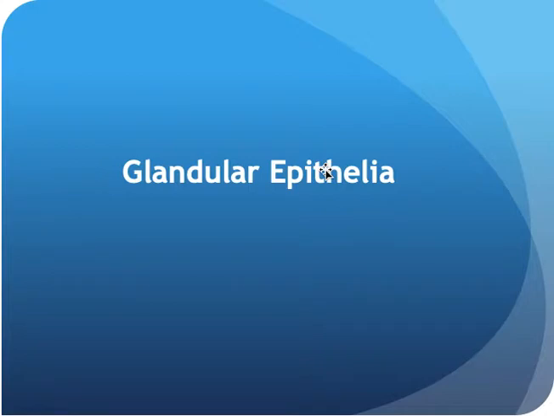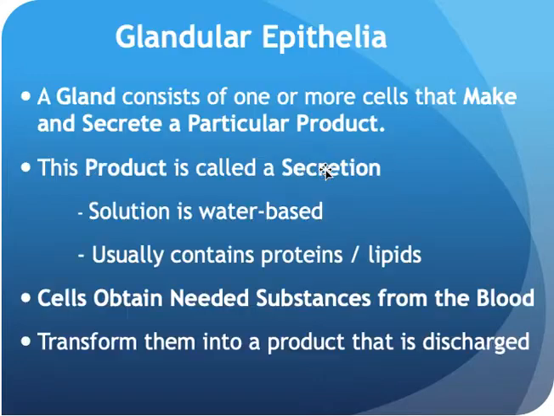And now we get to the last part of the first part of the chapter. When we're looking at epithelium, we're going to look at the glandular epithelium. So again, you want to remember that it's covering and lining, but it's also going to make up our glands for us. I'm going to try to point out just the most important things that you want to remember about the glands. A gland consists of one or more cells that make and secrete a particular product, okay? And that product is called a secretion.